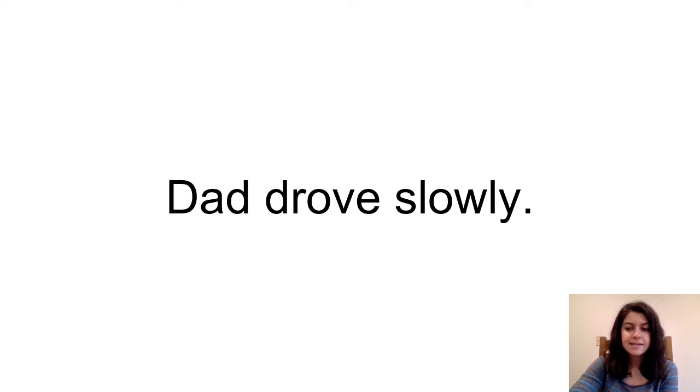This sentence says, Dad drove slowly. So think about, we always want to find the verb first. Dad drove slowly. What is your verb? Drove. That's the action in our sentence. So now we want to ask ourselves, how did Dad drive? Slowly. So slowly is going to be our adverb. Let's try another.